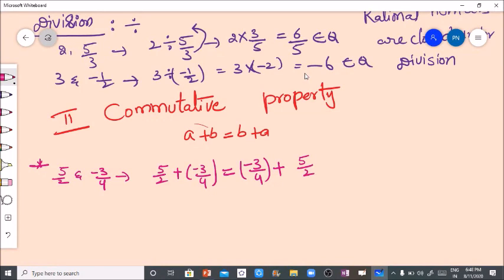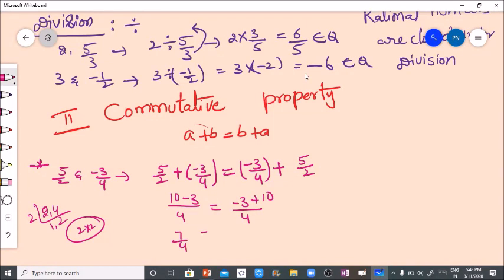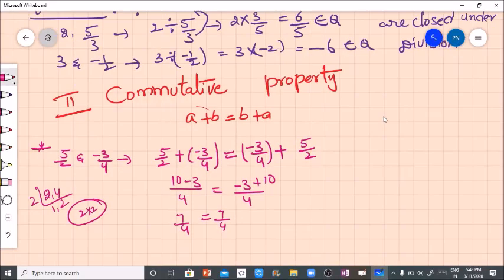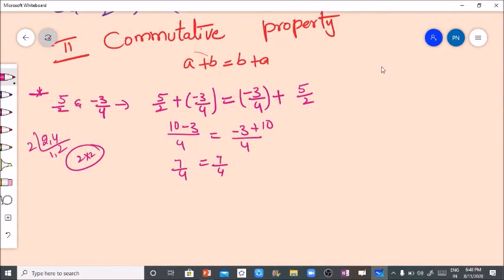Here the LCM of 2, 4 is 4. So 10 plus minus 3, and here also 4, minus 3 plus 10. Here 7 by 4 equals here also plus 7 by 4. Here LHS equals RHS.